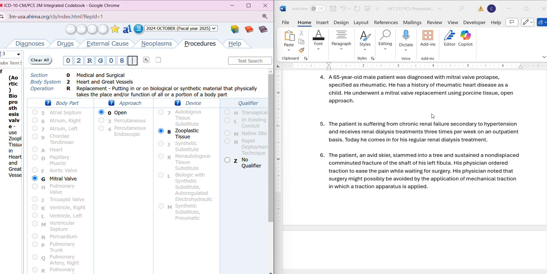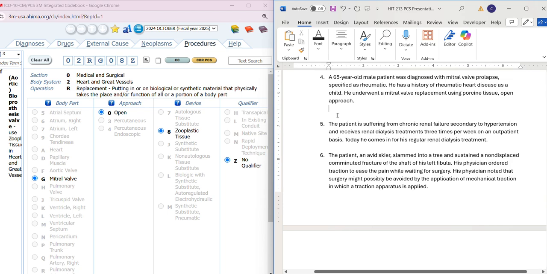And I believe when I researched it, this porcine, however you pronounce that, is basically tissue from a pig. So it's going to be number 8, the zooplastic tissue, and there are no qualifiers. So the PCS code for number 4 is going to be 0, 2, R as in race car, G as in girl, 0, 8, Z as in zebra.